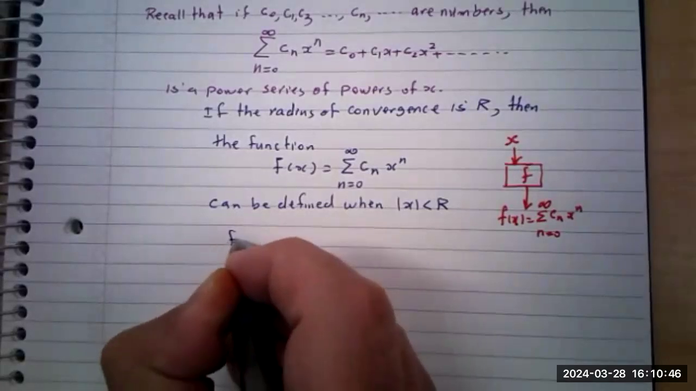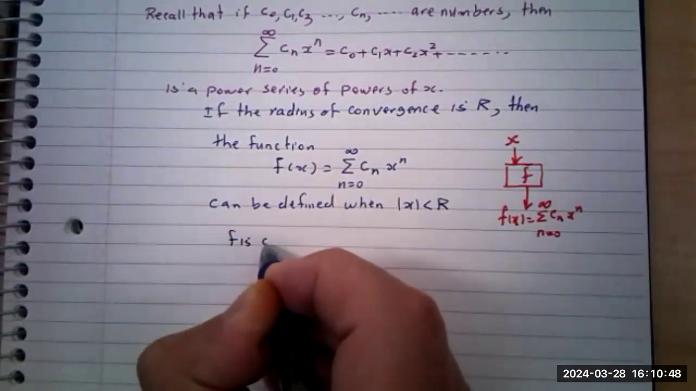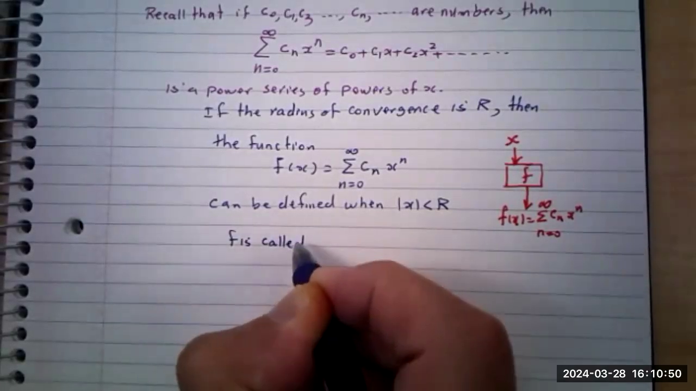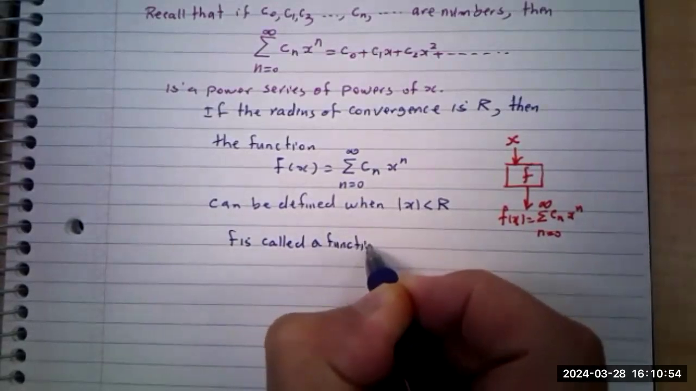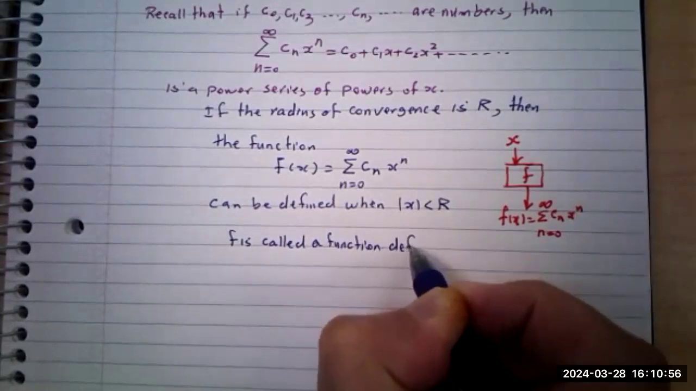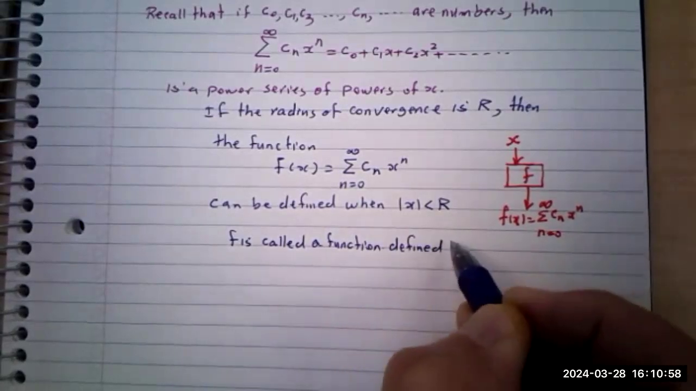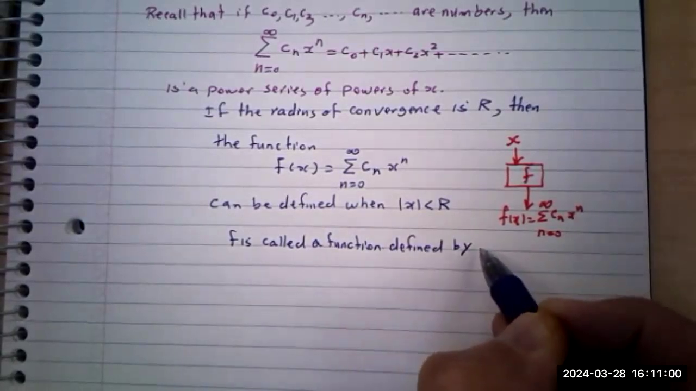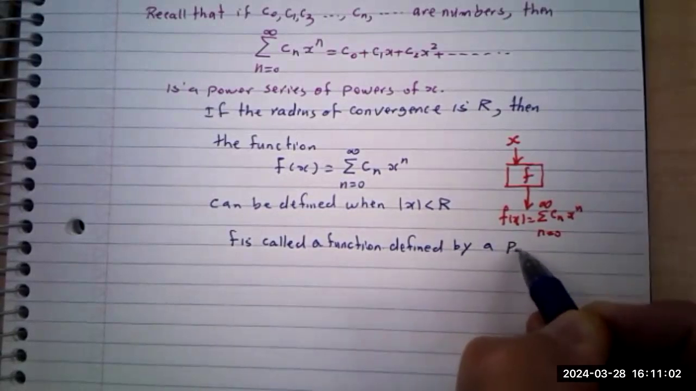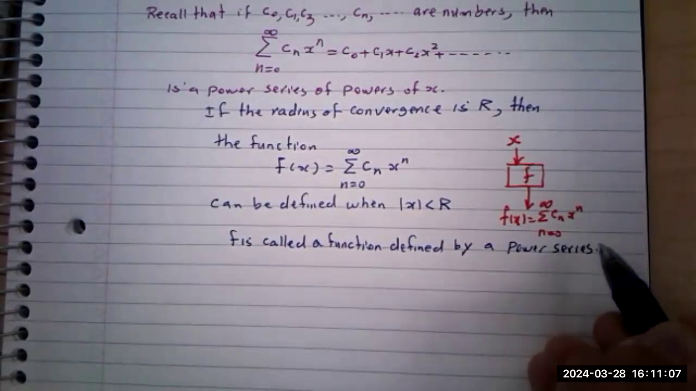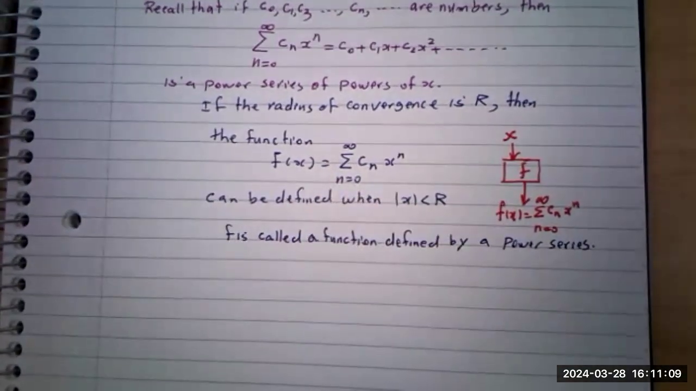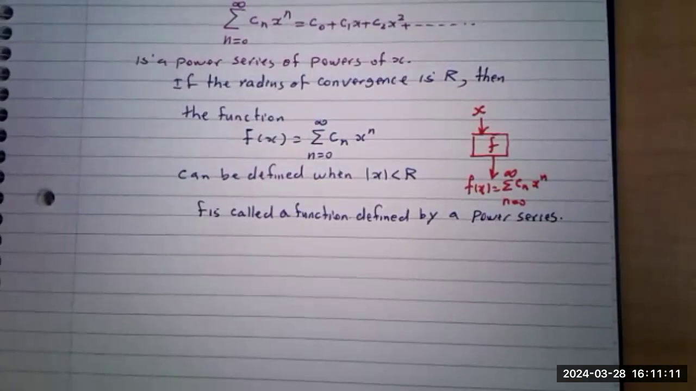So f is going to be called a function defined by a power series, or a power series function. You know that this power series, if you want to check the convergence of this series, you're going to have a sequence of partial sums, and you put them together, you get this one.